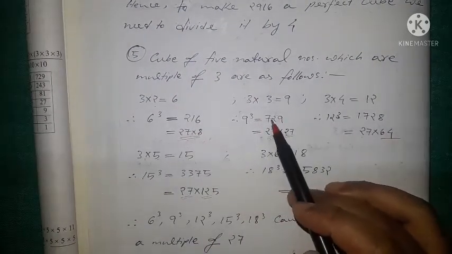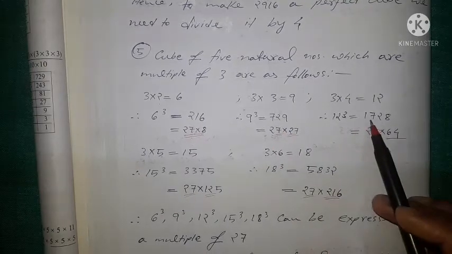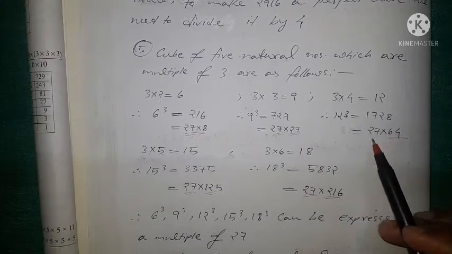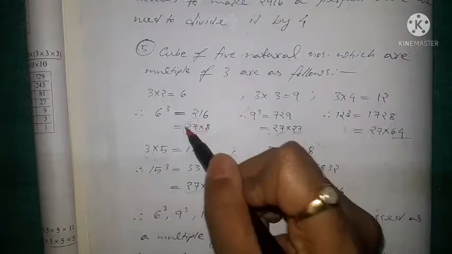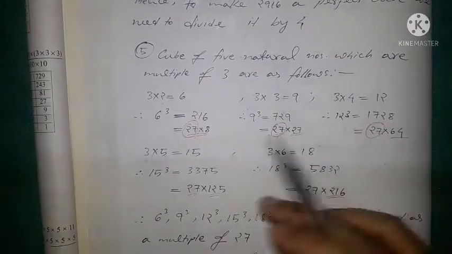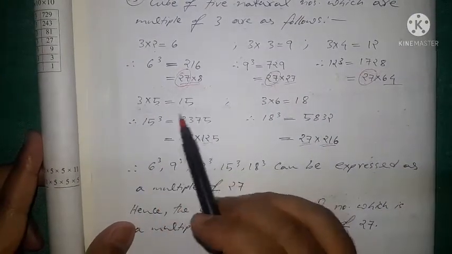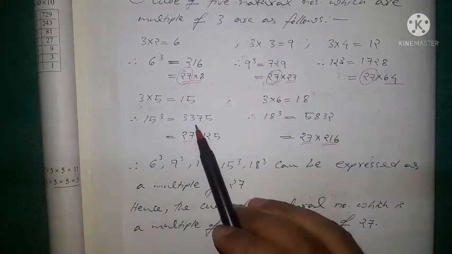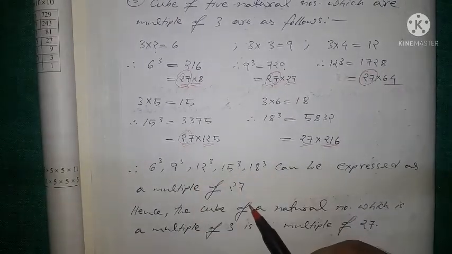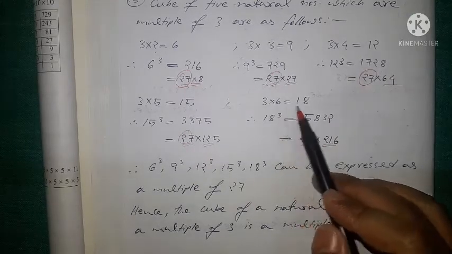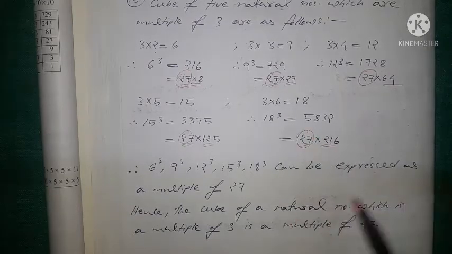Similarly, 9 cube is 729, which we can represent as 27 into 27. That means this is a multiple of 27. Again 12 cube is 1728, which we can represent as 27 into 64. In all the cases we get a multiple of 27. Since we need 5 such numbers, 3 into 5 is 15. 15 cube is 3375, which is expressed as 27 into 125. Again 3 into 6 is 18. 18 cube is 5832, which is 27 into 216.